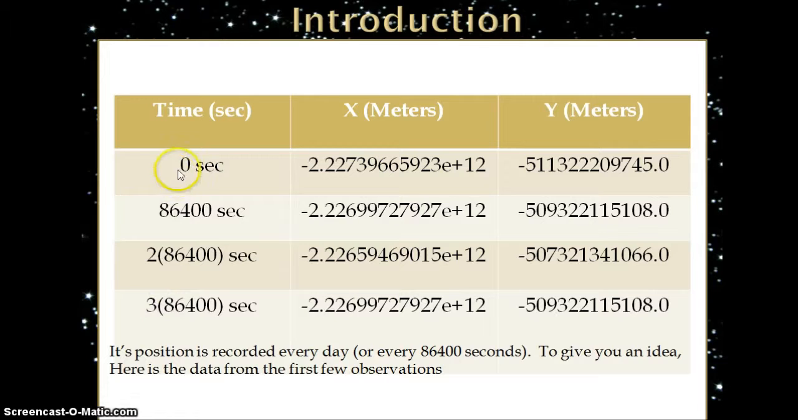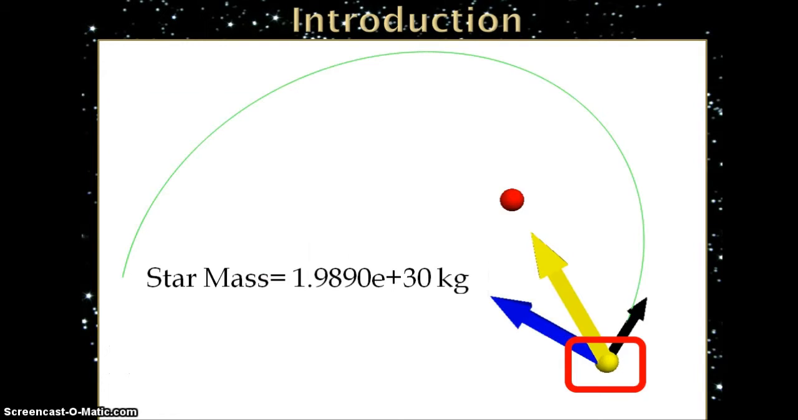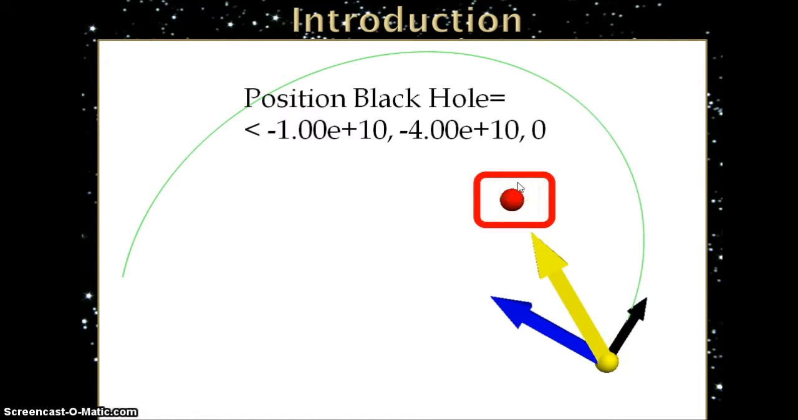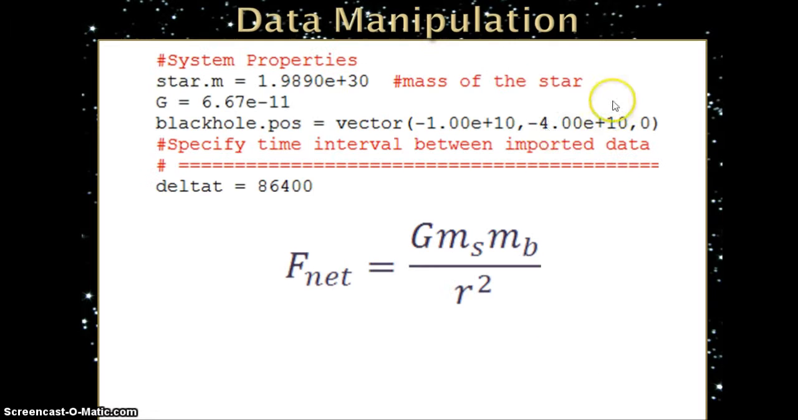From this position data, we can observe the star's change in momentum over time and therefore determine the net force on the star. If we make the assumption that the only object exerting a force on the star is the invisible black hole, then we can use Newton's law of universal gravitation to make a good approximation of the mass of the black hole to be 3.3832 times 10 to the 31st kilograms. This is Newton's law of universal gravitation.